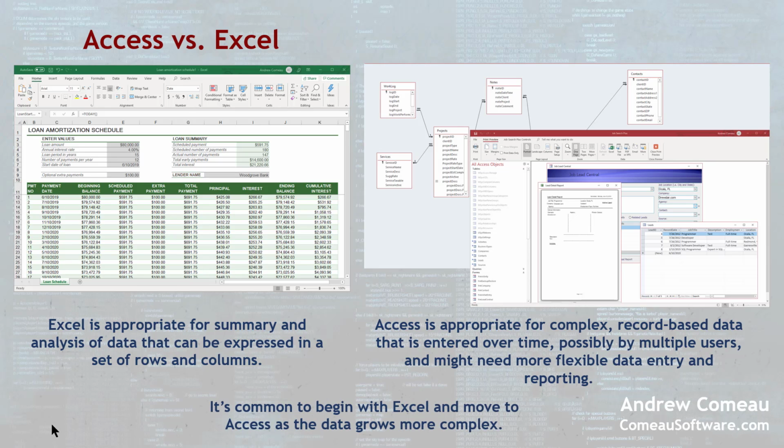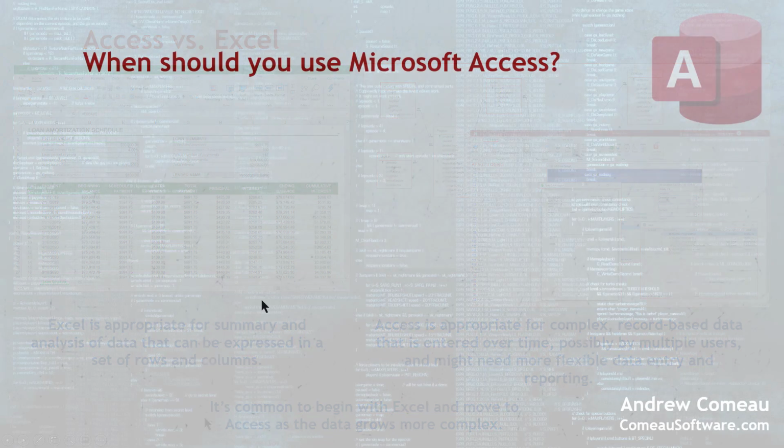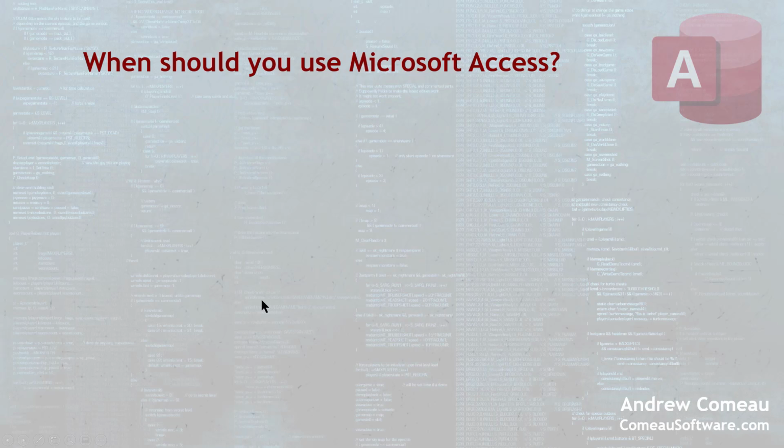Now, one thing that I see often is that people will use Excel for a certain amount of time, and when their data outgrows Excel, then they'll start looking at Access. So it's common to start an application in Excel, take it as far as it'll go, and then move it over to Access when you need to. So when should you use Microsoft Access? What's it good for? Let's take a look at a few of the things it's capable of and some stuff that you shouldn't use it for.